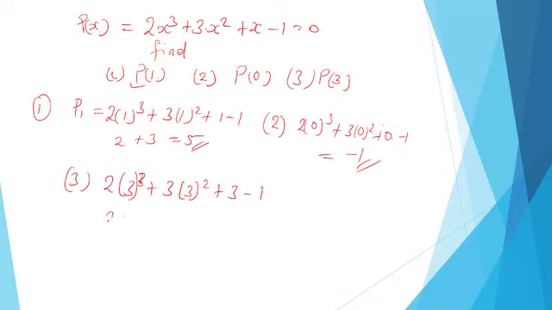Now we move ahead. 3 times 3 times 3 is 27, plus 3 times 3 is 9, plus 3 minus 1. So 2 times 27 is 54, plus 3 times 9 is 27, plus 3 minus 1, which is plus 2. Now let's do normal addition. We have 54 plus 27 is 81, 82, 83. So your answer here is 83.